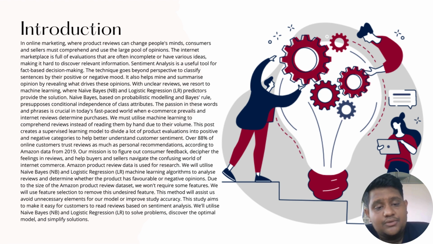Due to the size of our Amazon product dataset, we won't require some features. We'll use feature selection to remove the unwanted features. We will use this method to help us avoid unnecessary elements in our model, or we can use it to improve our accuracy. The study aims to make it easy for the customer to read the reviews based on the sentiment analysis. We will utilize naive Bayes and logistic regression to solve our problem and discover our optimal model.